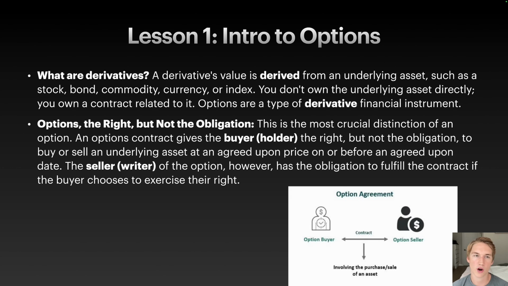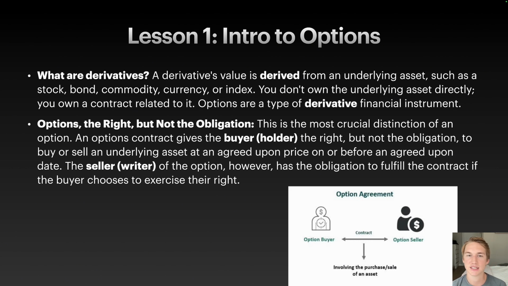Intro to options. What are derivatives? A derivative's value is derived, so it comes from, an underlying asset such as a stock, bond, commodity, currency, or index. You don't actually own the underlying asset directly, but you own a contract related to it. Options are a type of derivative financial instrument. So instead of buying, let's say, Apple stock directly, and you want leverage on it, you would buy an Apple option contract. And we'll get deeper into this.